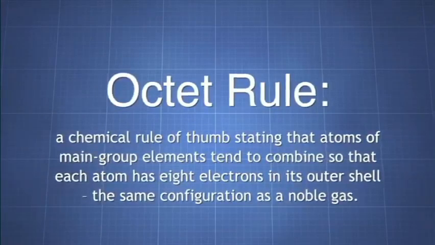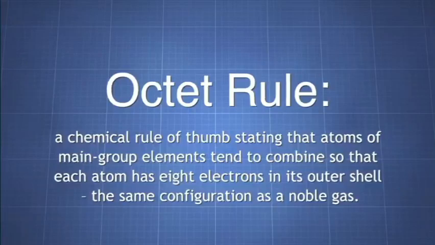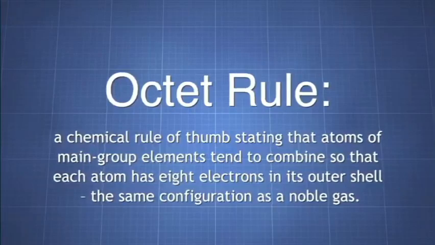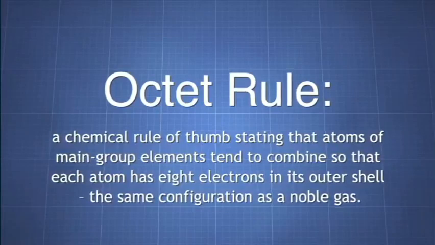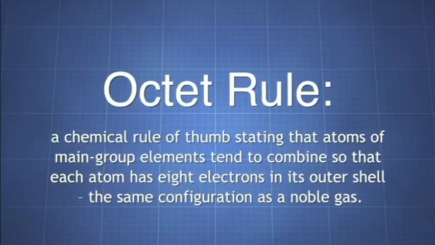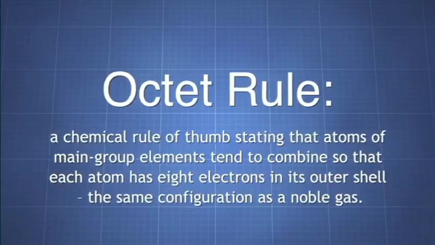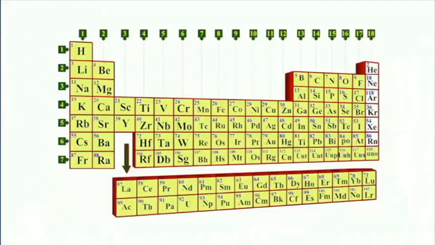But in general, the octet rule means the atoms of main group elements tend to combine so that each atom has 8 electrons in its outer shell. This number of electrons gives the atoms in a molecule the same configuration as a noble gas. Most elements have unstable electron configurations. These elements will react to lose or gain electrons so that they have the same electron configuration as the nearest noble gas. How do we know which elements follow the octet rule?